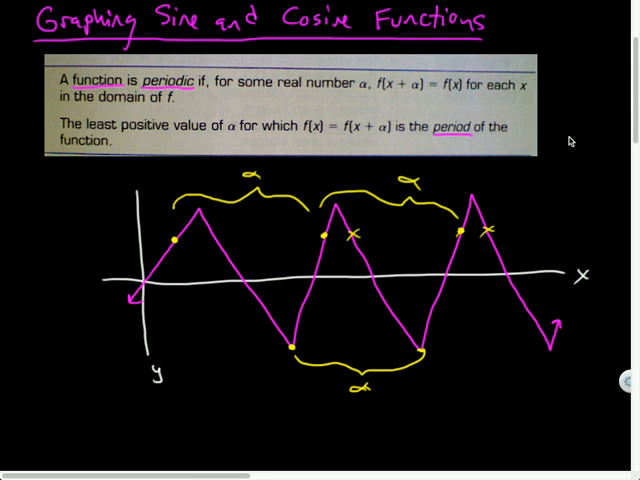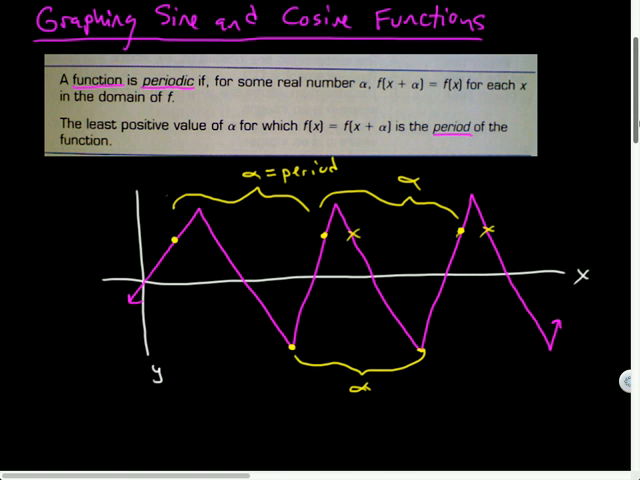Okay. So the least positive value for alpha, for which f of x is equal to f of x plus alpha, is the period of the function. So yes, I agree that these two are a set distance apart, and if I repeated that distance, I'd actually land on another spot. But I wouldn't call that the period. The period would be the least value between those two. So alpha is the period in this case, the distance it takes the pattern to repeat itself.